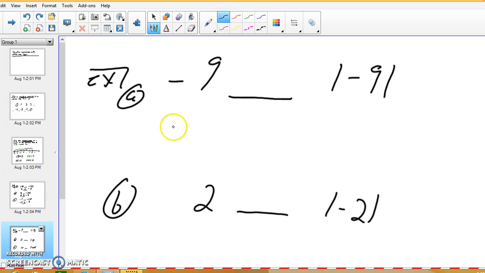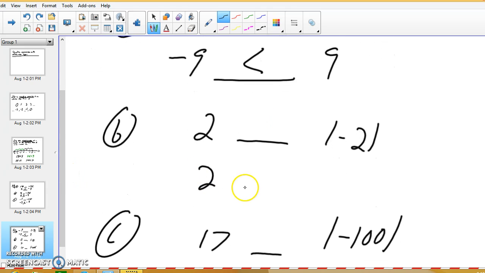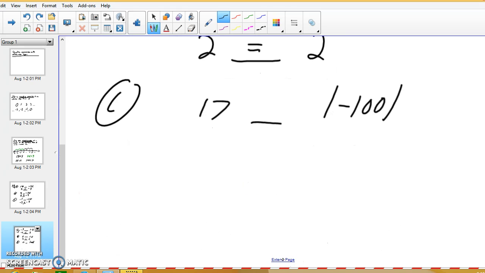Okay, so we'll go through them. So negative 9, okay, we're just going to leave that as is. And now the absolute value of negative 9, because it's 9 slots away, it's 9. Well, negative 9 is less than 9. So 2 is what compared to the absolute value of negative 2? Well, that's 2. Oh, so 2 is equal to 2. And then the last one, 17 is what when compared to the absolute value of negative 100? Well, the absolute value of negative 100 is just 100. So 17 is less than 100.